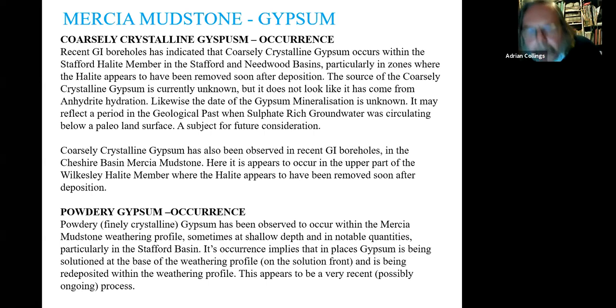And then there was the powdery gypsum. Powdery gypsum has been observed to occur within the Mercia Mudstone weathering profile, sometimes at shallow depth and in notable quantities, particularly in the Stafford Basin, but it is observed elsewhere. Its occurrence implies that in places gypsum is being dissolved at the base of the weathering profile on the solution front and is being redeposited within the weathering profile, and this appears to be a very recent and possibly ongoing process.